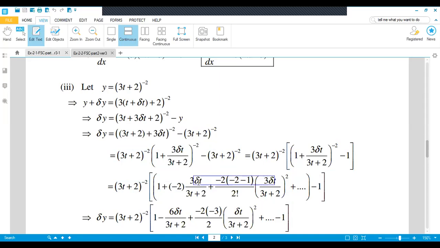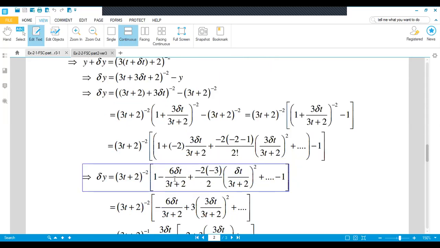So now you apply the binomial theorem: the first value as it is, and then plus power minus 2 into the second value, plus power minus 2 into power minus 1 divided by 2 factorial into second value square, and so on. Minus 1 and plus 1 cancel with each other, and when we simplify this, we will get this.